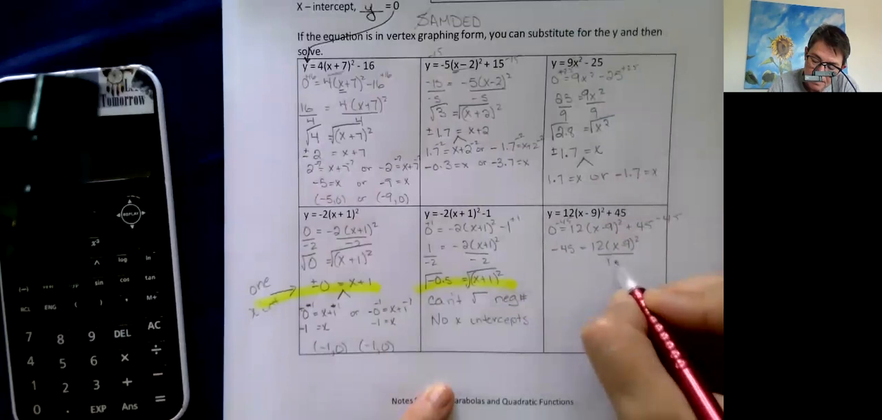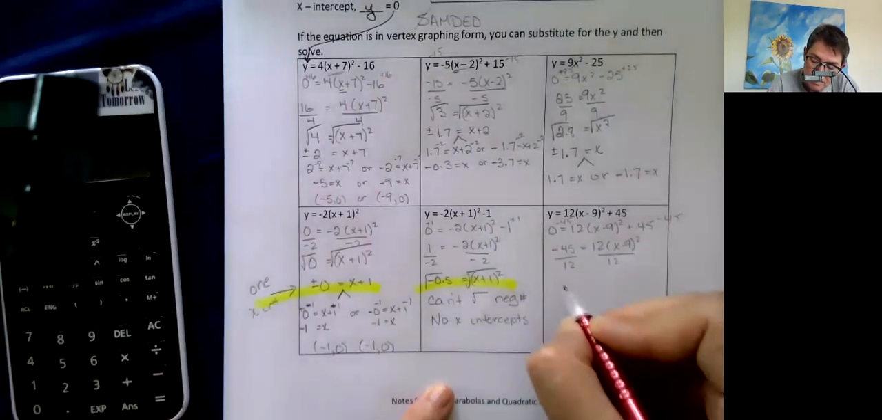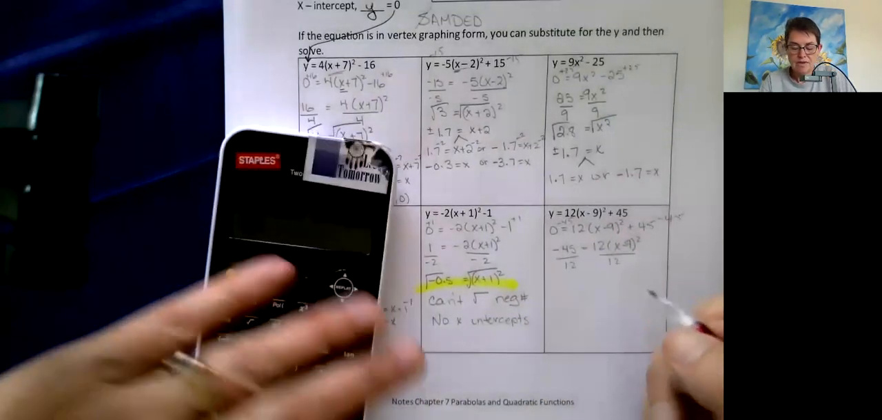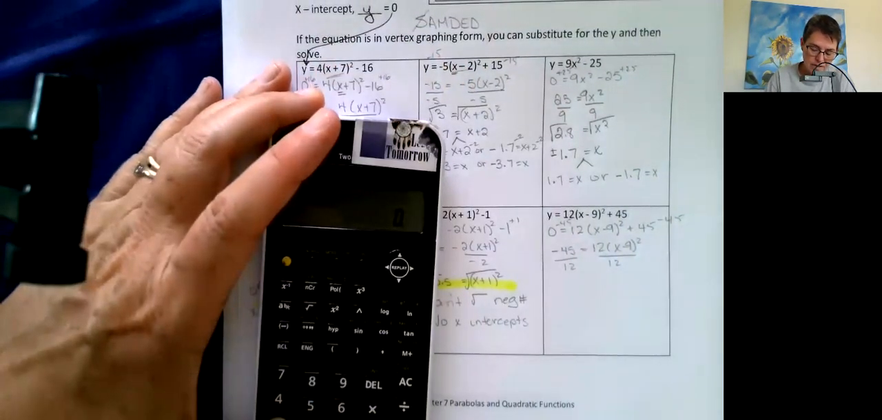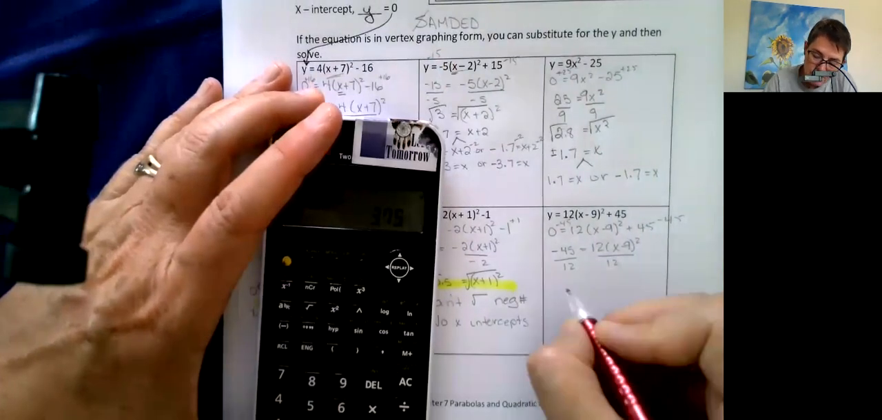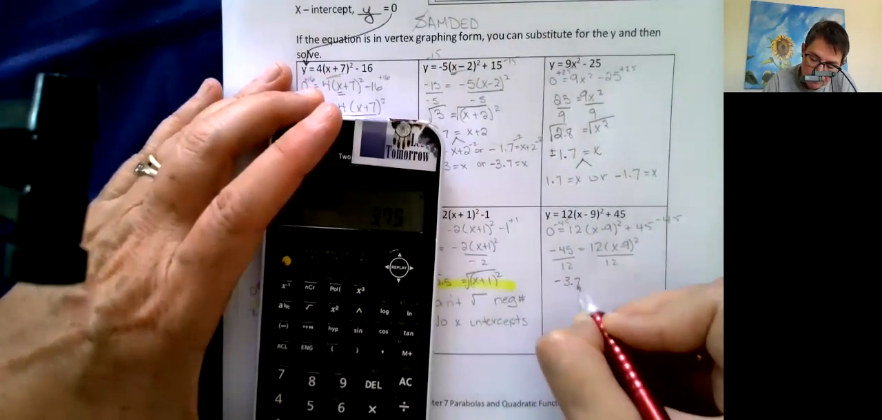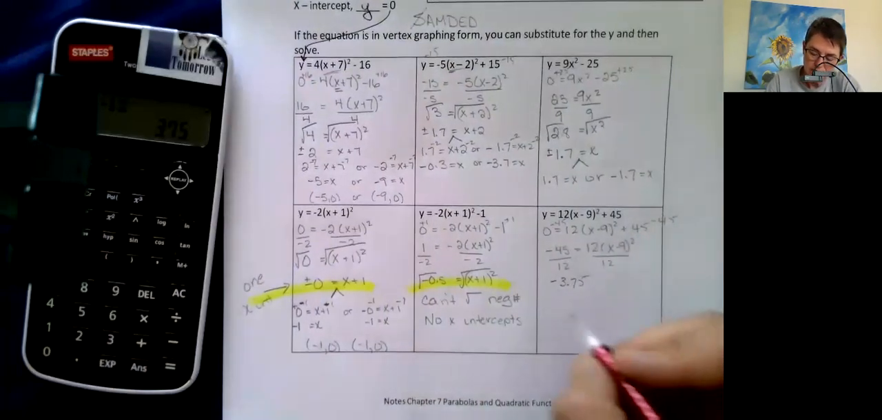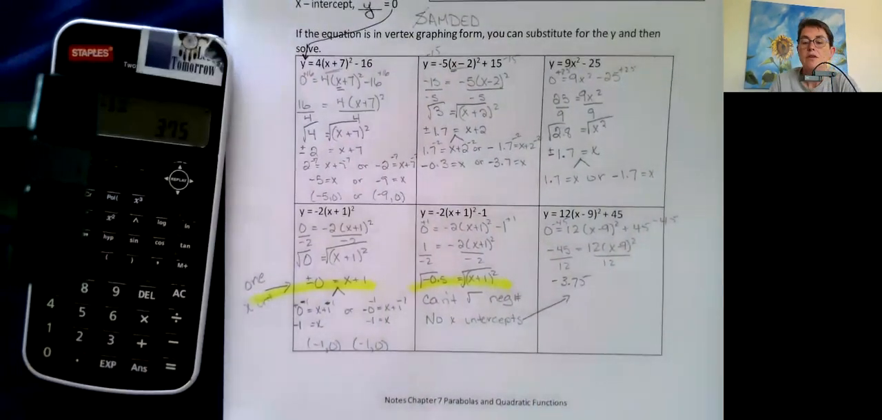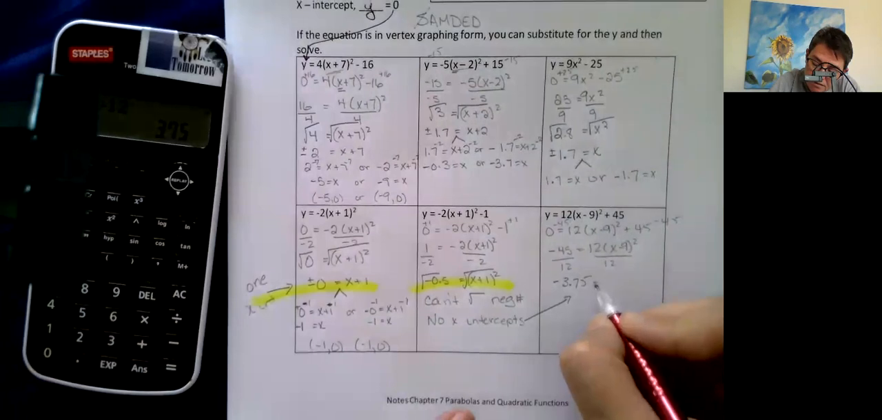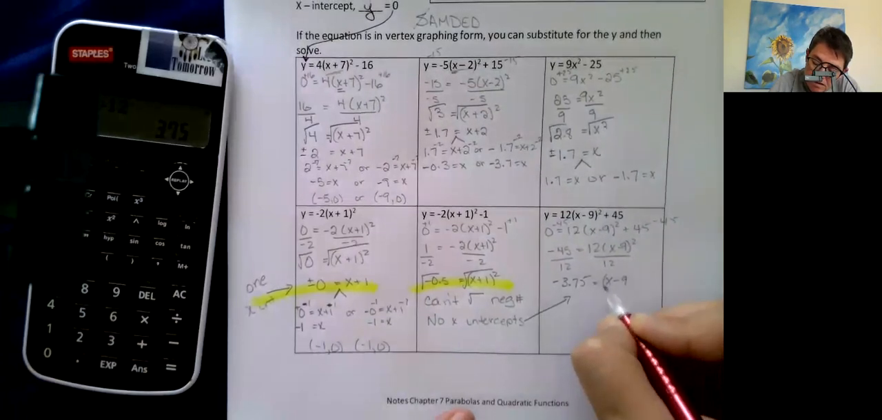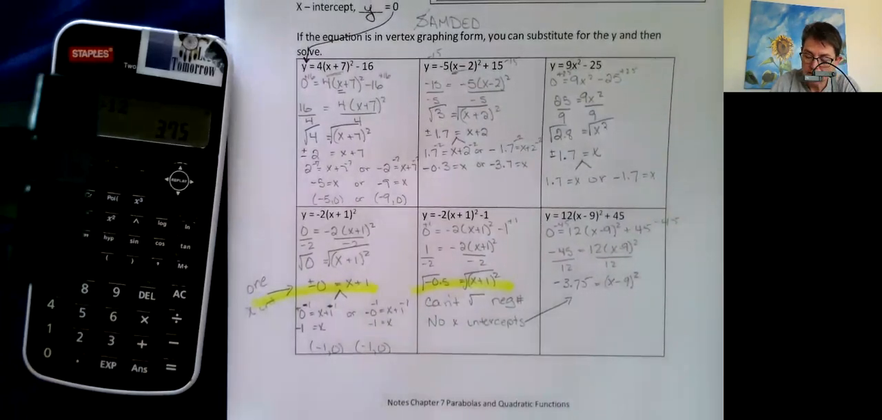Oh, I know what I did. Divided by 12. I don't know, but 45 divided by 12 is a negative number. 45 divided by 12, 3.75, so negative 3.75, and no x-intercepts. I thought it might have been interesting just to show you one where the numbers were bigger, but it really doesn't matter. So you can't square root a negative number, so there's no x-intercept.